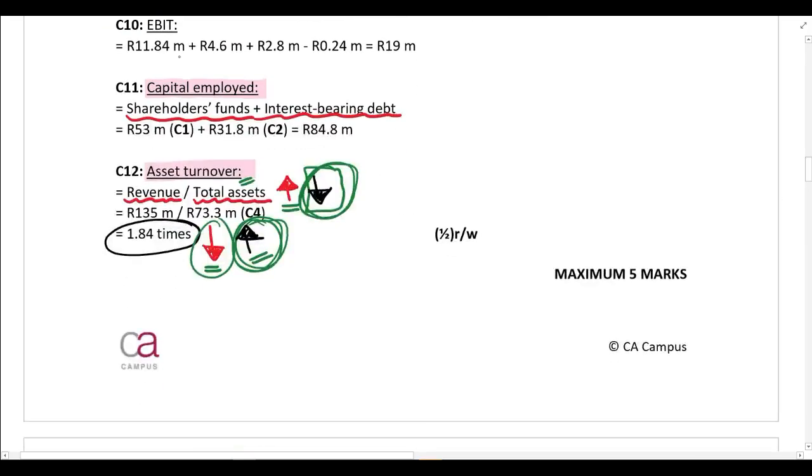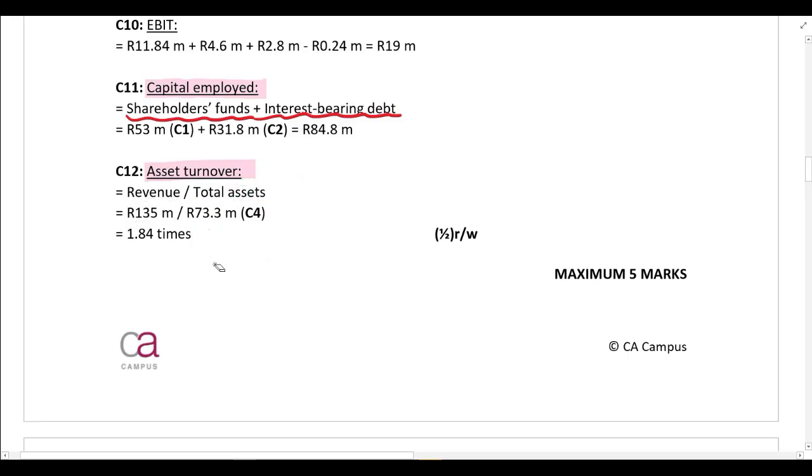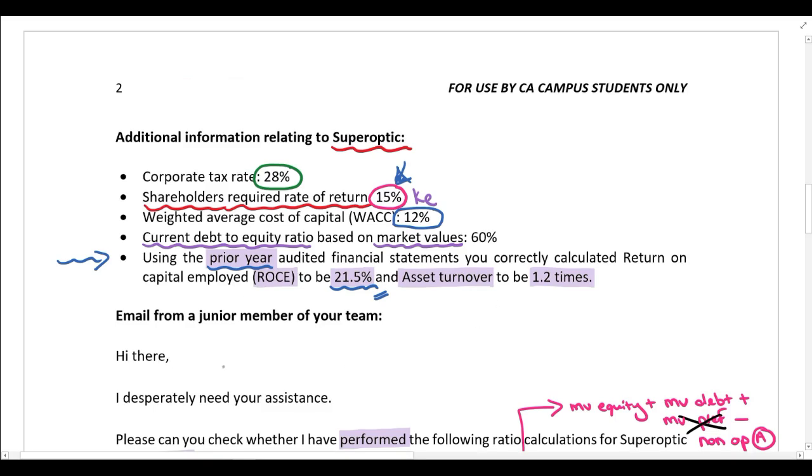Then lastly, for asset turnover, the ratio is 1.84 times in the current year, and in the prior year, asset turnover was 1.2 times. So once again, this indicates positive performance because the ratio has improved from the prior year to the current year, and it indicates that assets are being used more effectively in the current year.